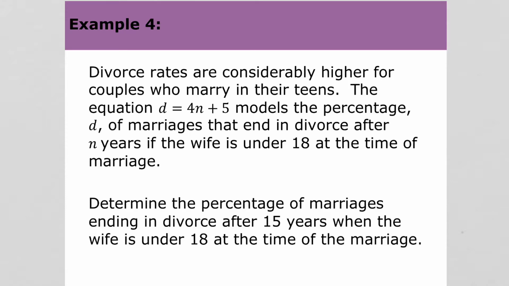And last, example 4 says we're going to look at how we can read a graph. Divorce rates are considerably higher for couples who marry in their teens. The equation D equals 4n plus 5 models the percentage, D, of marriages that end in divorce after n years if the wife is under 18 at the time of marriage. Determine the percentage of marriages ending in divorce after 15 years when the wife is under 18 at the time of marriage.